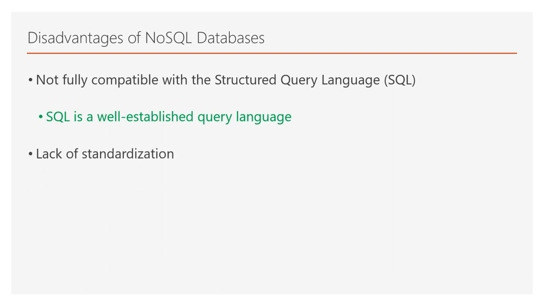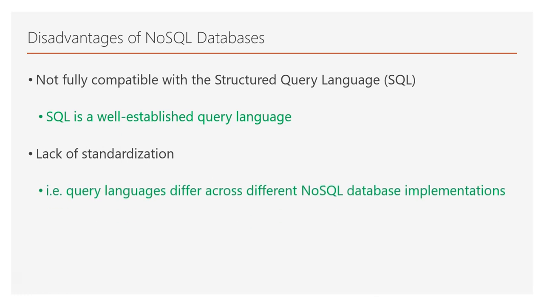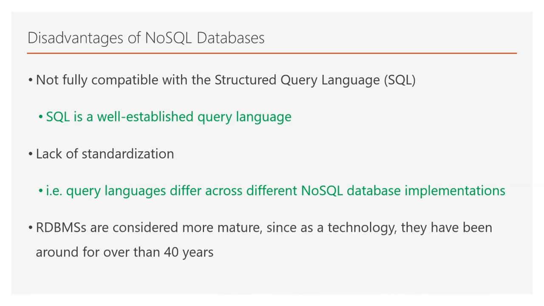This leads to another disadvantage, that is the lack of standardization, since NoSQL databases are considered relatively new. One example of the lack of standardization is that query languages for NoSQL databases differ across different NoSQL database implementations. Another point that can be considered a disadvantage is that RDBMSs are considered more mature since, as a technology, they have been around for over 40 years.